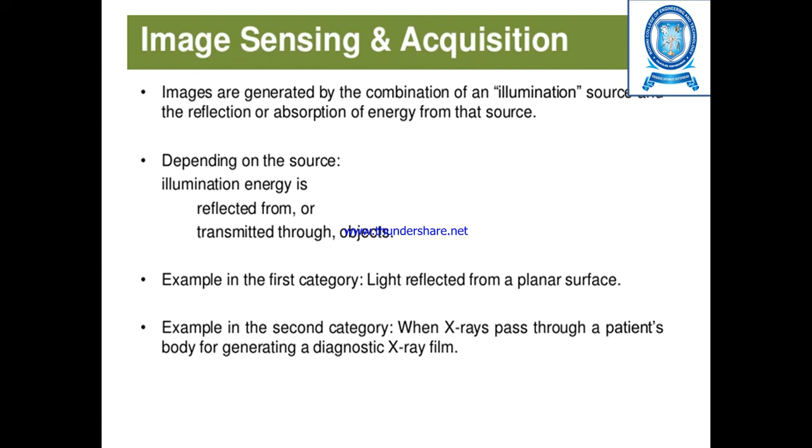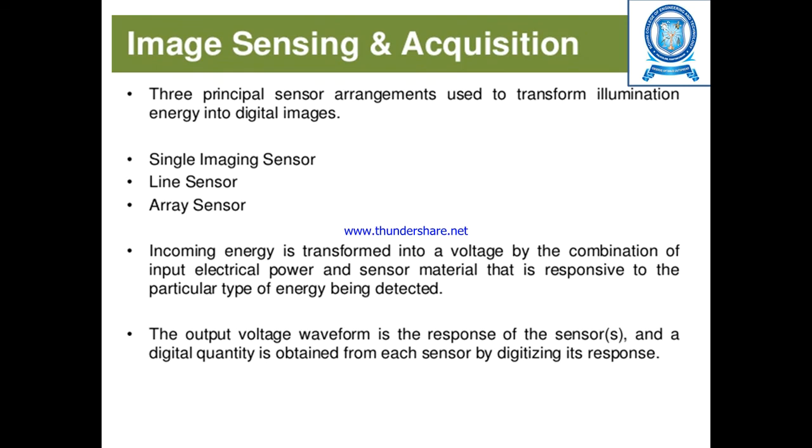An image can be generated by a combination of an illumination source and the reflection or absorption of energy from that source. For example, light reflected from an object or a planar surface, or an x-ray captured from a patient on diagnostic x-ray film. These are examples of image sensing. How are we sensing the image? We choose among three different types of sensors: single imaging sensors, line sensors, or array sensors.